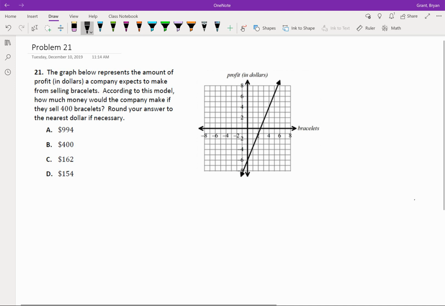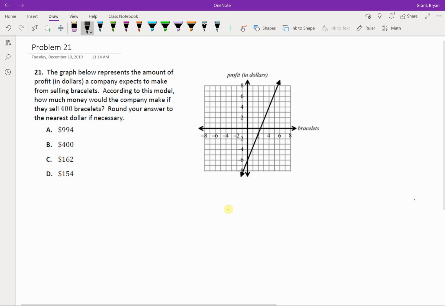Welcome back to your Algebra 1 Semester 1 final review. We're looking at problem 21, but this problem has to do with bracelets and profit. So if you have a different problem number than this, but it's still the same type of problem, then you should definitely focus in. You're in the right spot.